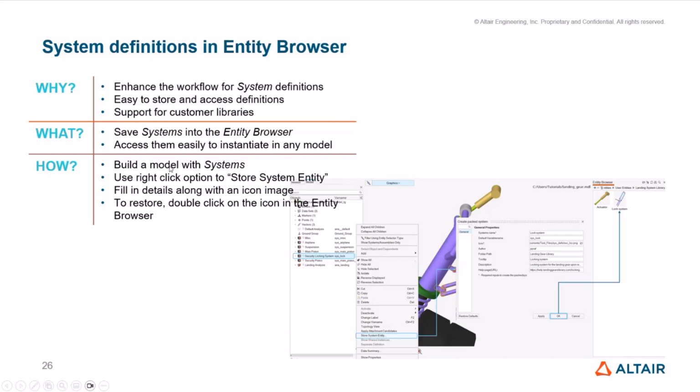So a user can right-click on any system, say store system entity, fill up a form, and then provide an icon image, and that system definition will be stored in the entity browser. You double click on it, and it gets instantiated into the model. So it helps in accessing your favorite systems very quickly.